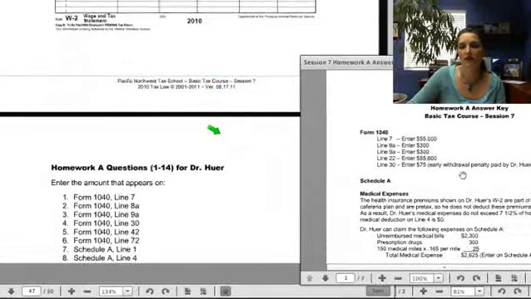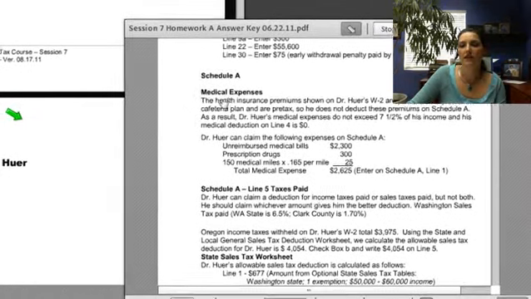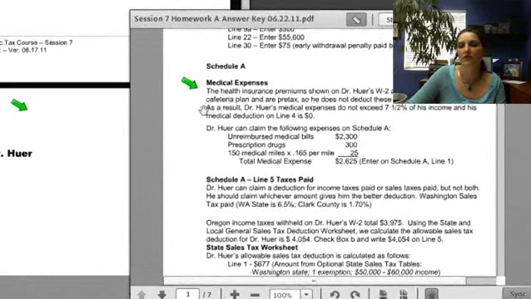So here is the answer key for Dr. Hewer. The information that is relevant that you should be paying attention to is that the health insurance premiums shown on Dr. Hewer's W-2 are a part of a salary deferral cafeteria plan. They are pre-tax, so he does not get to deduct these premiums on his Schedule A. He can claim the following expenses: unreimbursed medical, prescription drugs, and the mileage expense.